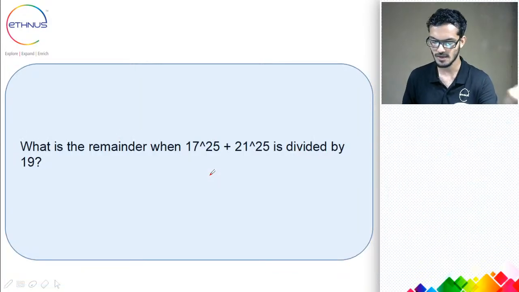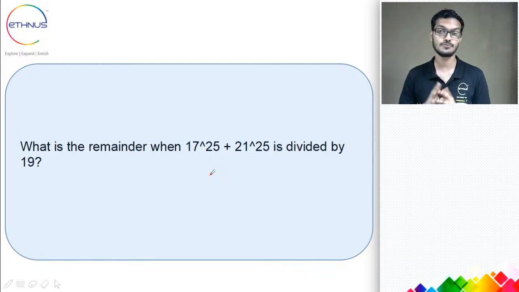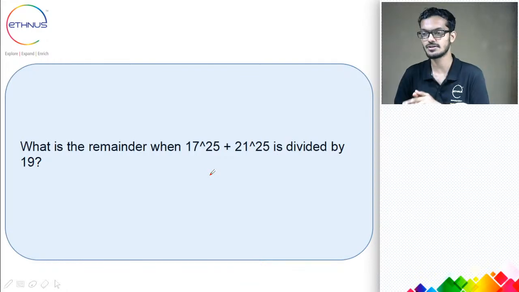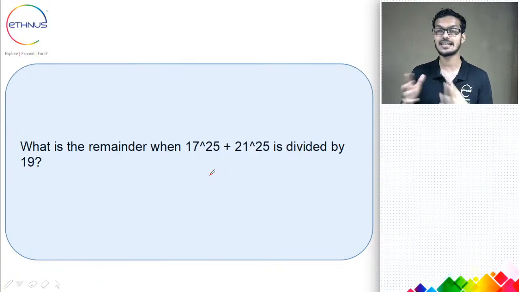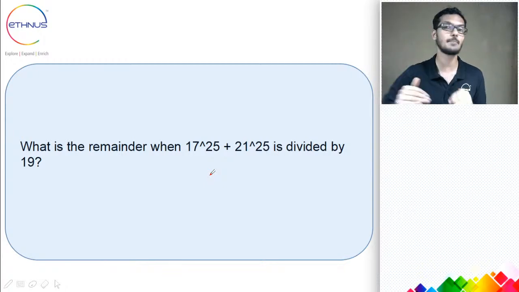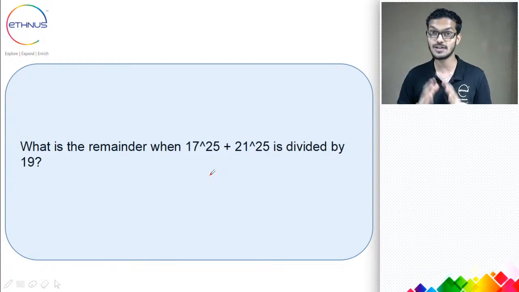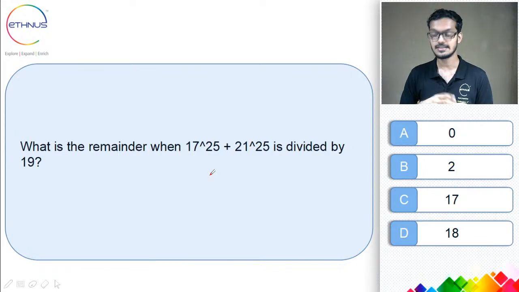So here's one more question. What is the remainder when 17 to the power of 25 plus 21 to the power of 25 is divided by 19? Again, this is an important question because problems based on number system are very important in the upcoming TCS NQT, and you might get problems related to remainders. So here are the four options: 0, 2, 17, 18.